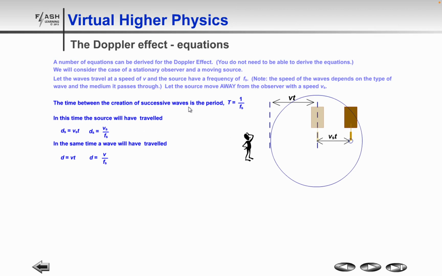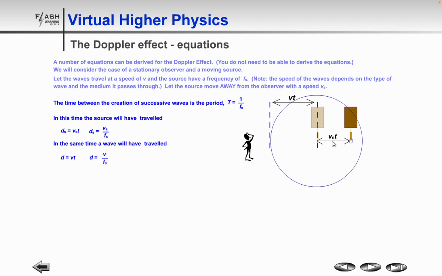The time between creation of successive waves is the period, which if you remember from wave stuff before, is 1 over Fs. In that time, the source will have travelled a distance ds, which is Vs times t. If t is 1 over Fs, then it becomes ds equals Vs over Fs. At the same time, the wave will have travelled a distance Vt, and we get a similar sort of equation for that.